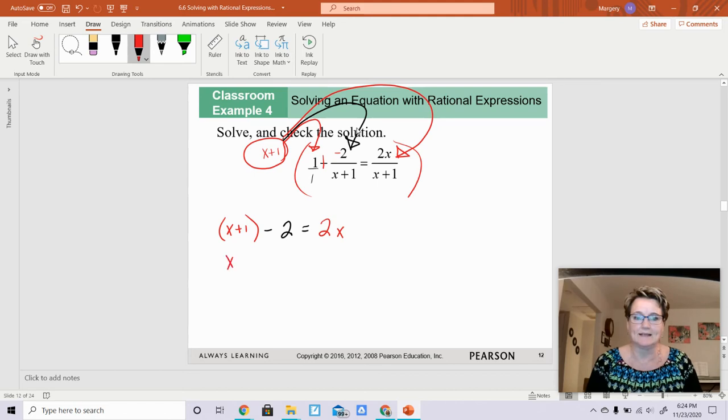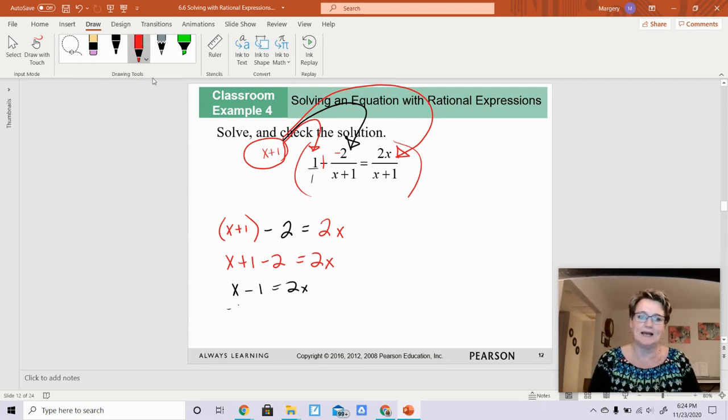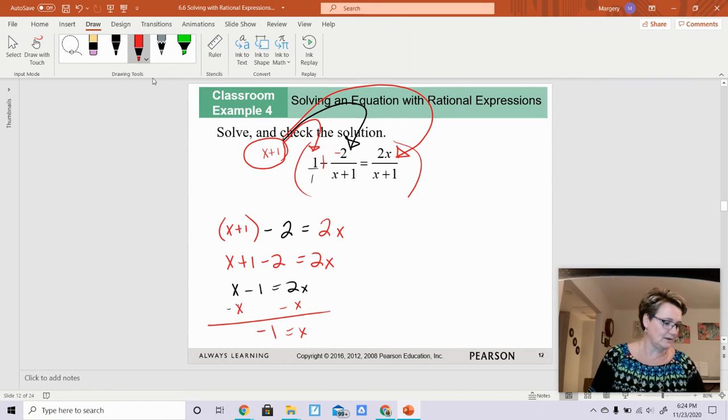I get x plus 1 minus 2 equals 2x. Again, I don't like subtraction problems, but this one isn't bad. 1 minus 2 is a negative 1. Remember, you want to get x's on one side, numbers on the other. So I'm going to minus x from both sides, and I get negative 1 equals x. All right, and that's it. So x equals negative 1.